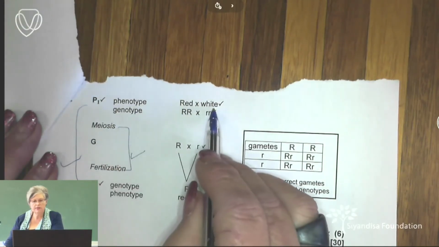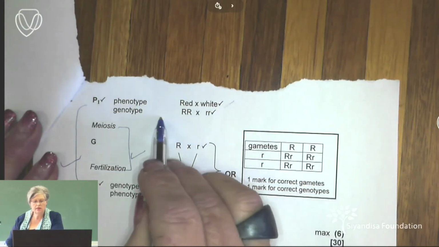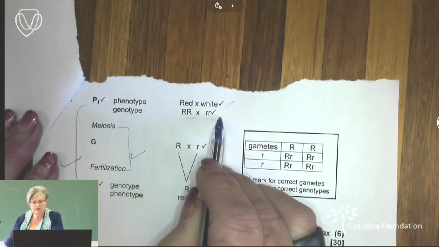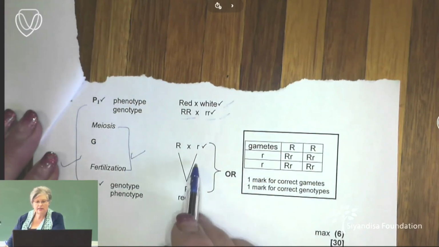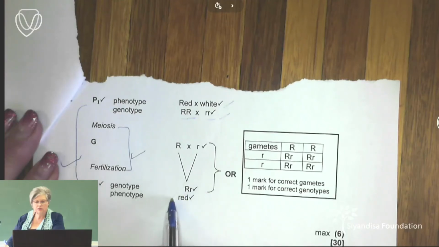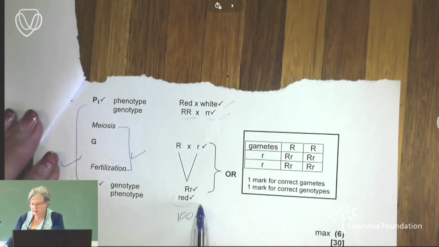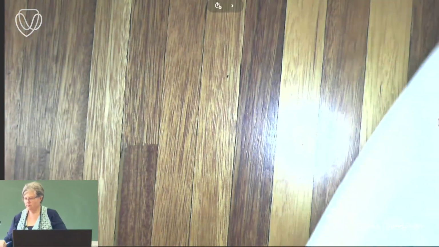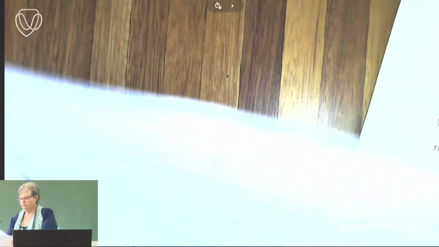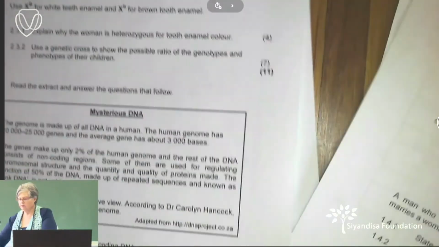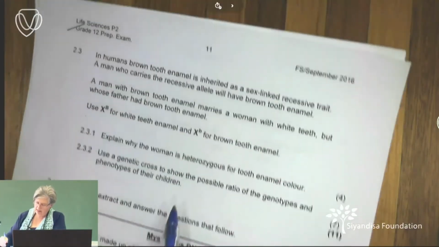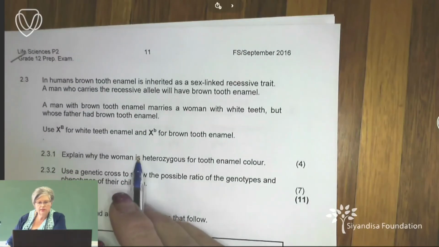The phenotype, red cross white, 1 mark. 1 mark for the genotype, homozygous red and homozygous white. And at the end it gives me 100% red. Okay, a straightforward one, not a difficult one, but if you didn't know recessive and dominant, right? Let's look at this one.